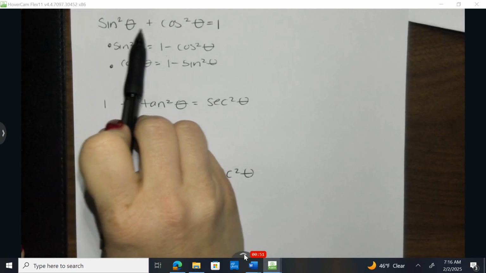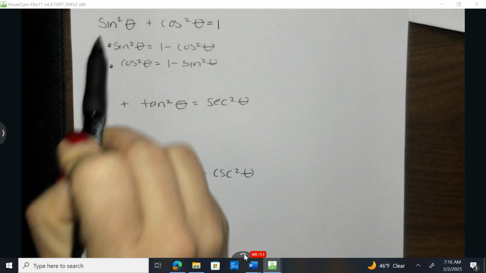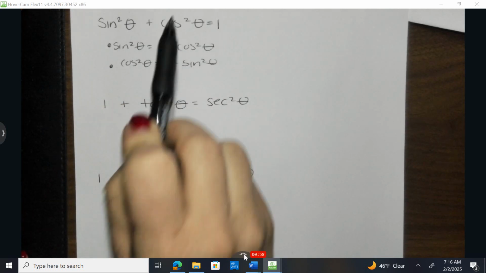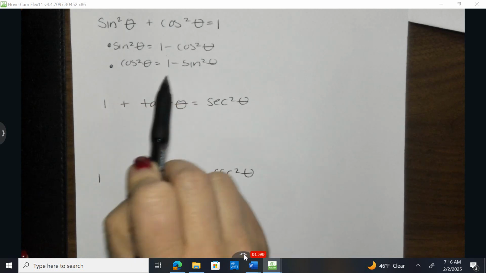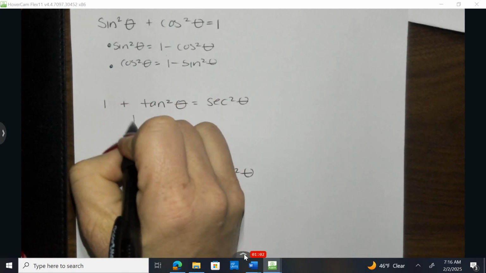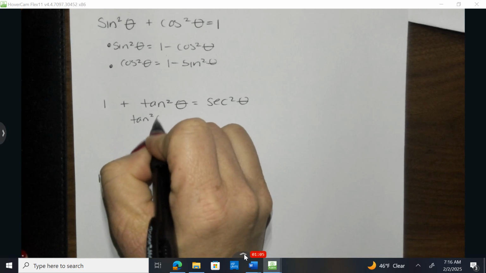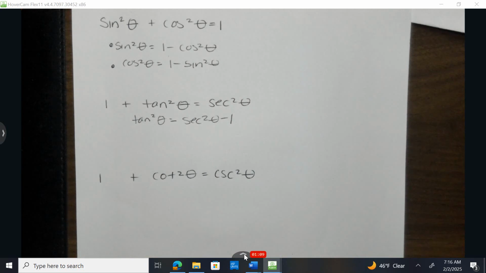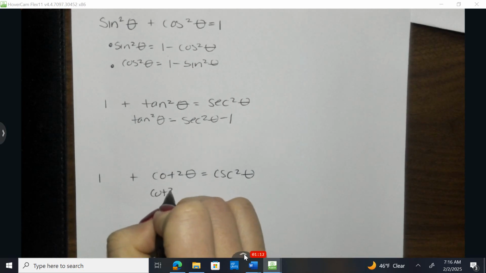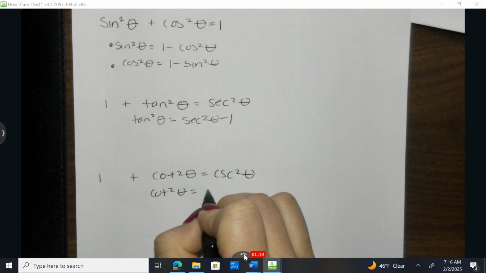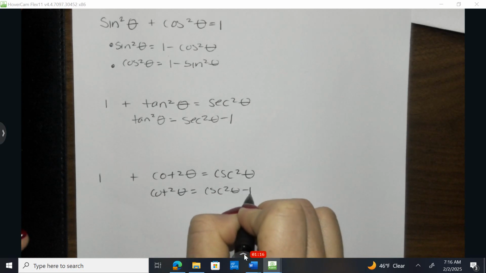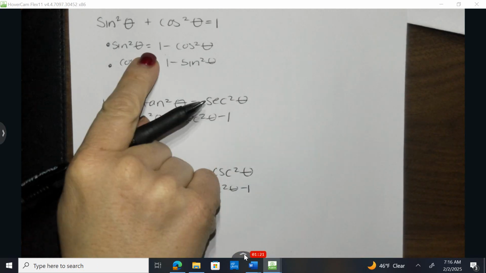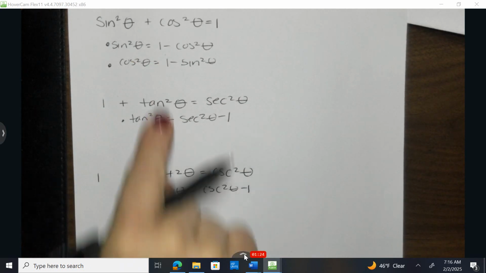We can take this first major trig identity, and I could isolate the sine squared by subtracting cosine squared to the opposite side. Or I could isolate cosine squared by subtracting sine squared. Let's do the same thing down here. If I wanted to isolate tangent squared, I would subtract 1 to the opposite side. So tangent squared is equivalent to secant squared minus 1. Likewise, cotangent squared is equivalent to cosecant squared minus 1. So I'm going to use these three main trig identities and the conversions I've made that are equivalent to the original equation below.